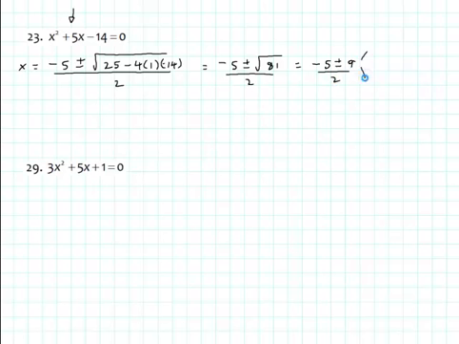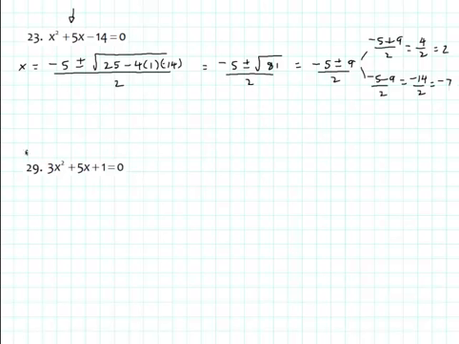We'll branch. We'll go negative 5 plus 9 over 2, and negative 5 minus 9 over 2. Negative 5 plus 9 is positive 4. Positive 4 over 2 is 2. Negative 5 minus 9 is negative 14. Negative 14 over 2 is negative 7. What this tells me by working out nicely like that is this problem would have factored.